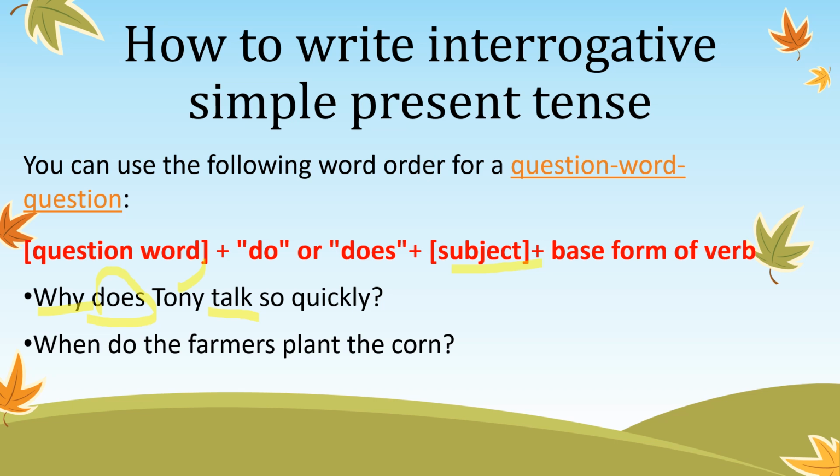Now, when do the farmers plant the corn? Now when is the question word. Now farmers, these are the third person but these are in the plural form, so we added do. Plant the corn, plant is the verb and the verb is in the base form, plus the corn which is the object. So we frame our question: when do the farmers plant the corn?